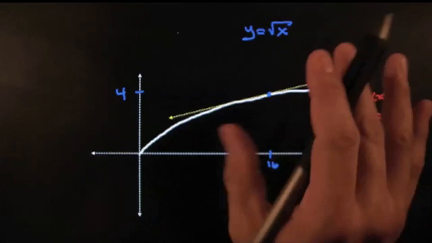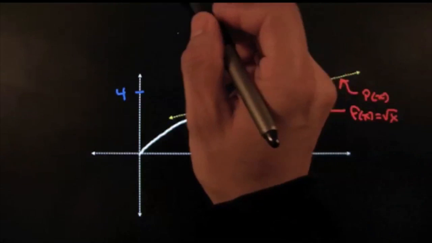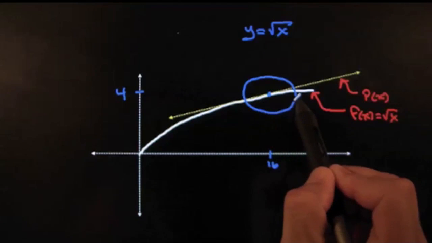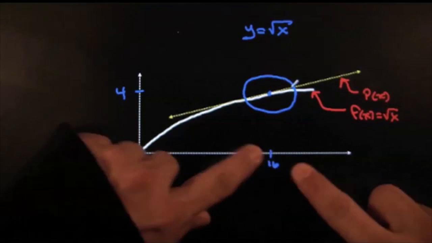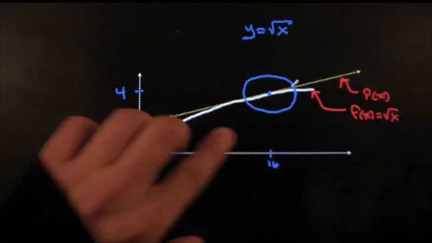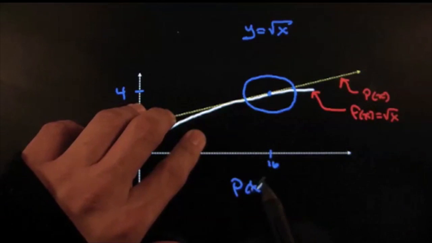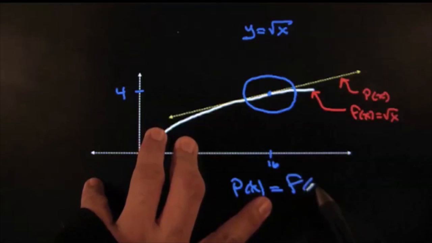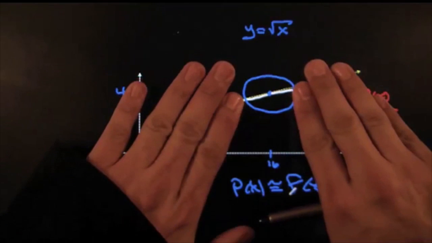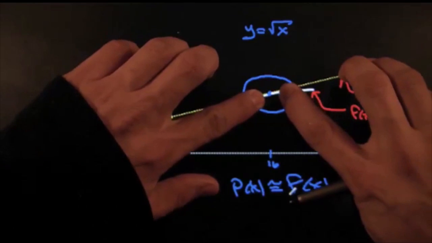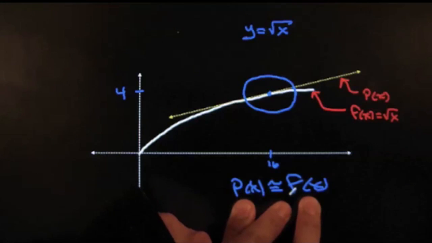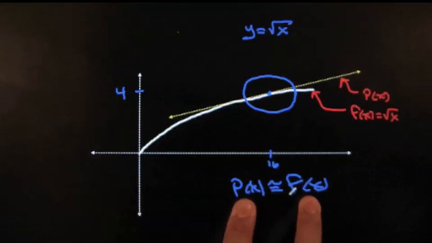Now, here's the thing. Around this little neighborhood, that means for numbers that are really, really close to 16 on either side, p of x, the polynomial that we find, the line, and f of x are almost the same. They're very, very similar. They're almost indistinguishable. The closer you get to 16, the more approximately equal these become. That's going to be the key right there.